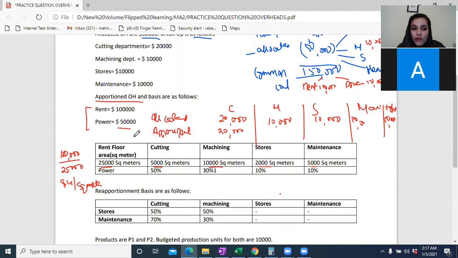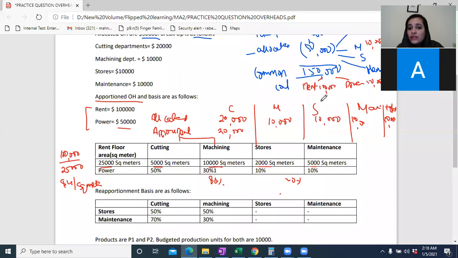And for the power cost, it will be done on the basis of usage. So 50% and 30%, that becomes 80% of the cost consumed by the production cost centers, and the rest, 20%, is consumed by the service cost centers. So the power cost of 50,000 will be shared just like this. And then you will sum all, and you'll get the allocated and apportioned overhead.